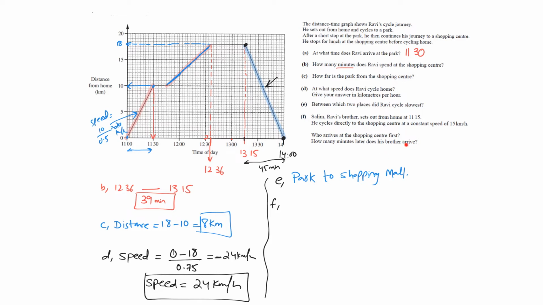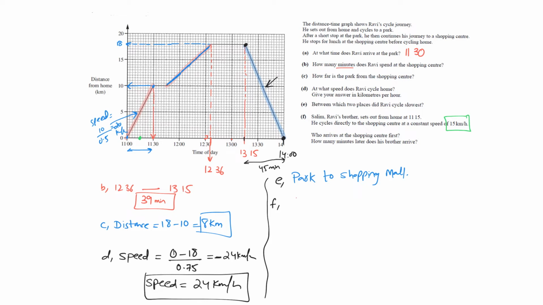So let's find. We know that Salim is starting his journey at 11:15, which means that he is starting his journey at 11:15 at this position, and he is traveling at a constant speed of 15 km per hour. So if I were to draw a line, I would have to draw a line with a gradient of 15. Now I can do it without drawing a line.